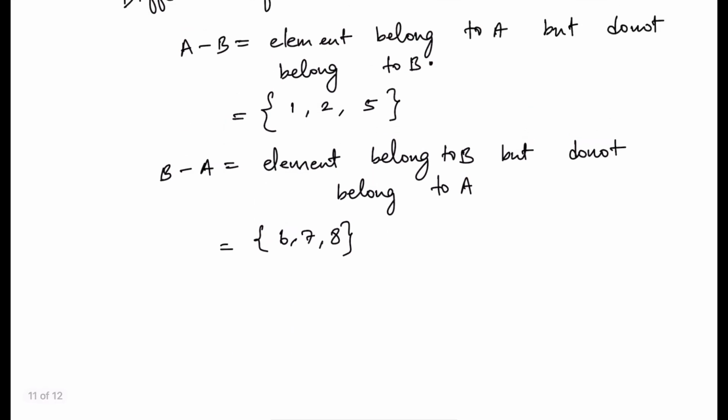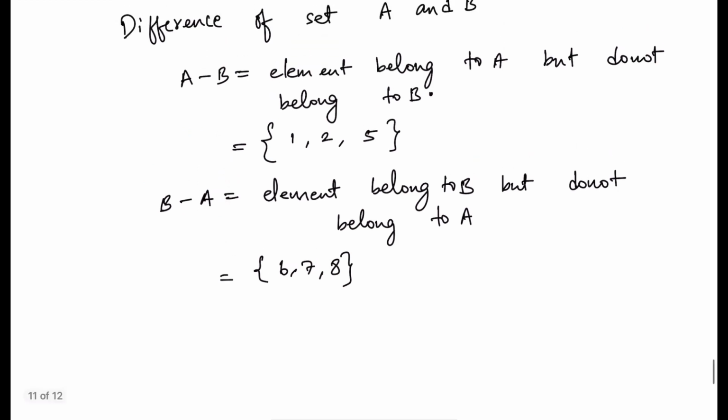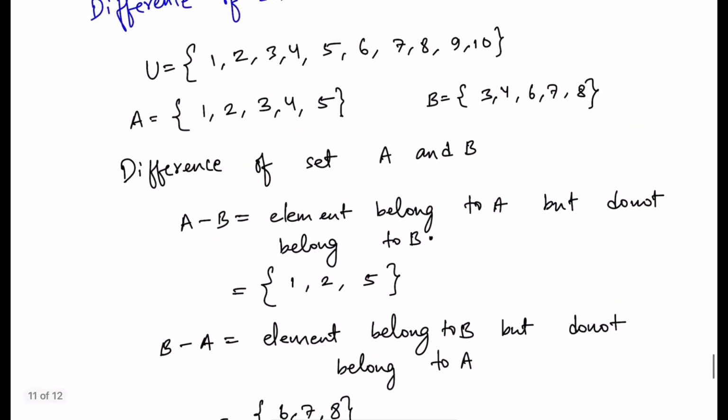So A minus B is the set of elements that only belong to set A, not B. B minus A is the set of elements that only belong to set B, not A. This is the actual meaning of A minus B and B minus A. Now this was all about difference of sets. This is how we write the difference of two sets.